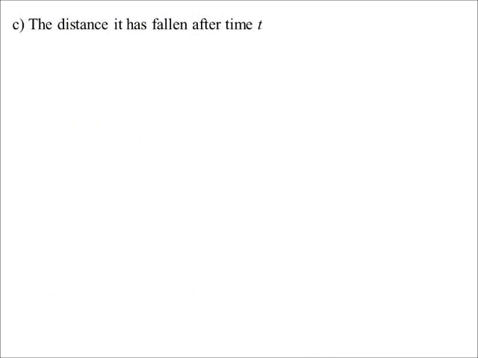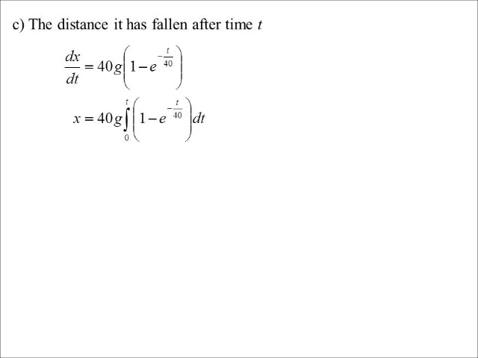Now I want to find an expression for the distance it has fallen after time t. So back to dx to t. Remember, we got dx to t is equal to 40g times 1 minus e to the power of minus t on 40. So x will equal, this time to my limits, I'm starting with t equals 0, going to some random time.